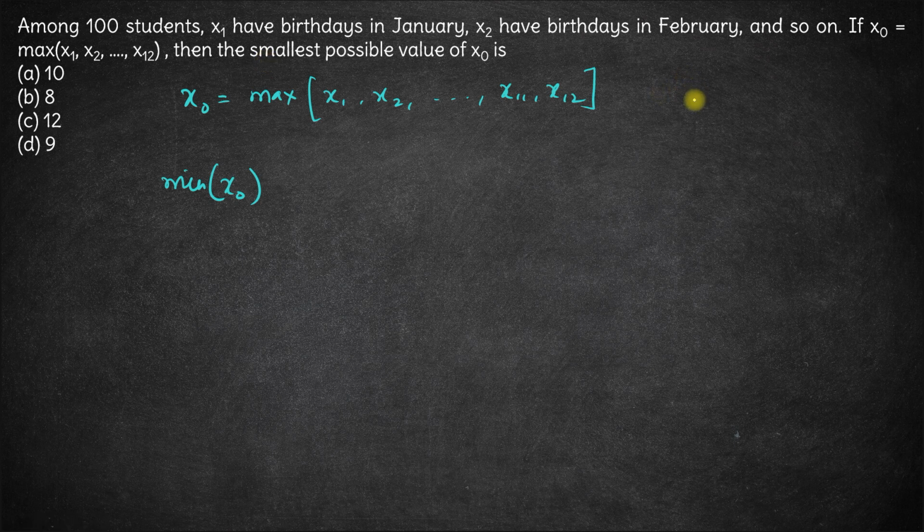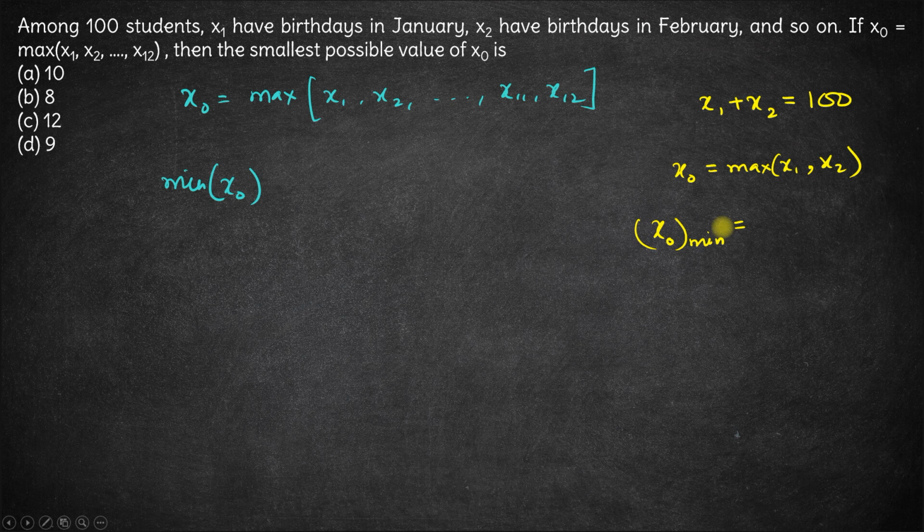Now to understand this, let's just take two numbers x1 and x2. If the sum of these two numbers is 100, and x naught is the maximum of x1 or x2, and we have to calculate the minimum value of x naught, what can be the minimum value of x naught? Let's understand this, and once we understand this, we will extrapolate it to the original problem. Since these are numbers of people, they must be integers, they must be whole numbers.